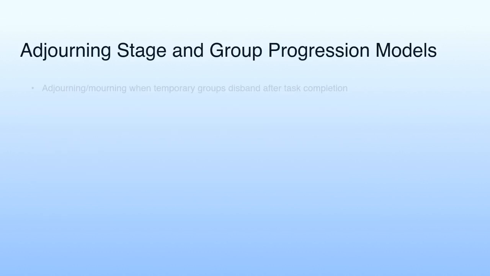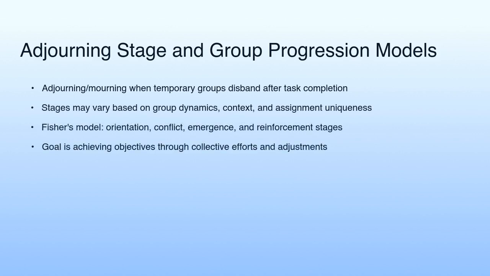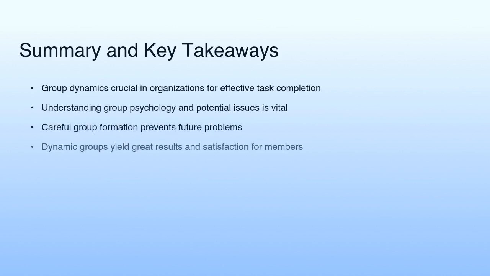The adjourning stage marks the disbandment of temporary groups after task completion, with the progression varying based on context and assignment uniqueness. Understanding group dynamics and psychology is crucial for effective task completion and preventing potential issues within organizations.